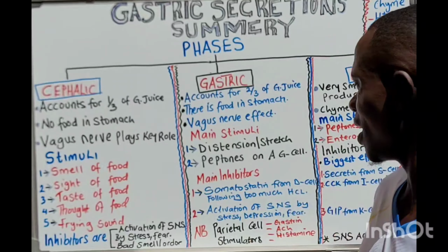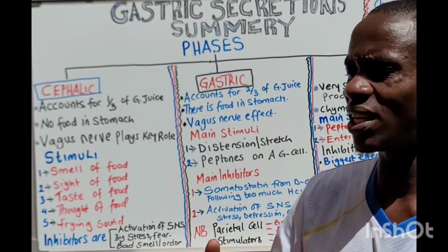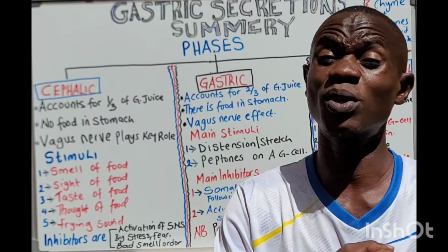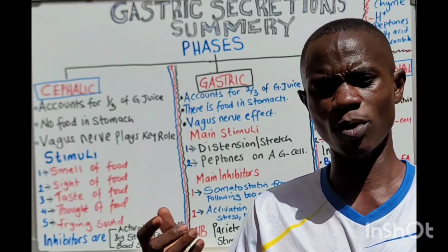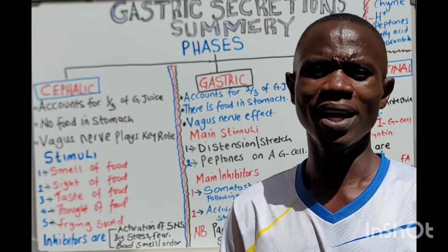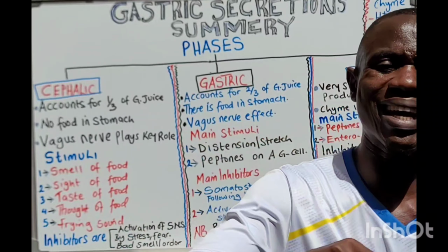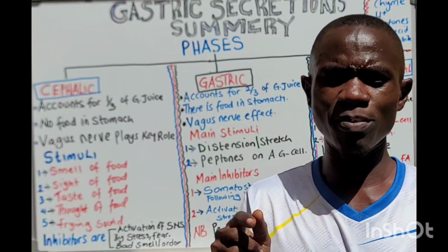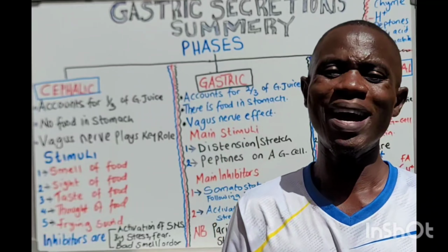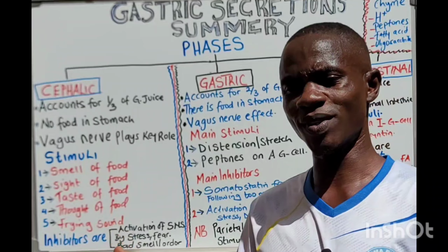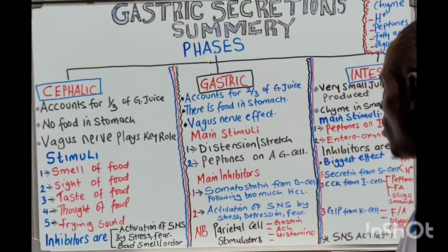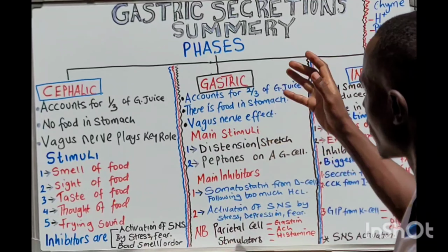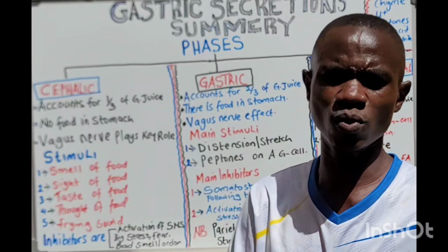Okay, and then besides being stimulated, this parietal cell can also be inhibited by different substances. For example, somatostatin can inhibit the parietal cell from producing hydrochloric acid, and also another molecule which we call prostaglandin E2. Prostaglandin E2 can bind on EP3 receptors which reside on the parietal cell and inhibit the parietal cell from producing hydrochloric acid. It is such another beautiful thing, okay? So now that summarizes the gastric phase of gastric secretions in the simplest way possible.